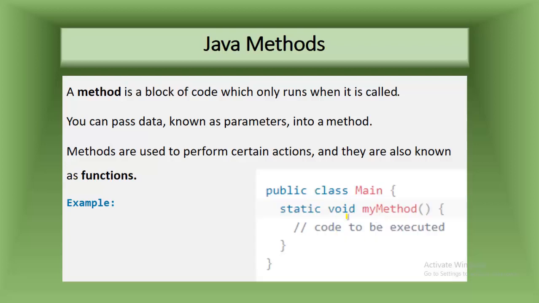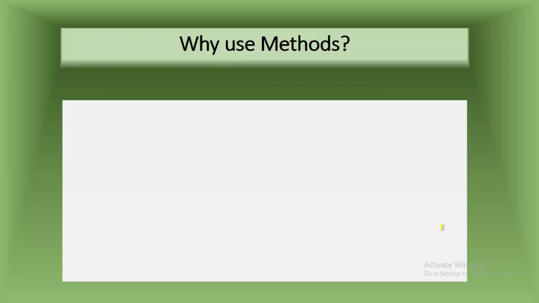In this example, that is our class and that is our method, static void myMethod. In the method block we have this line. Why do we use methods? What are the benefits of methods? Methods allow us to reuse the code without retyping the code. In Java, every method must be part of some class, which is different from languages like C, C++, and Python.